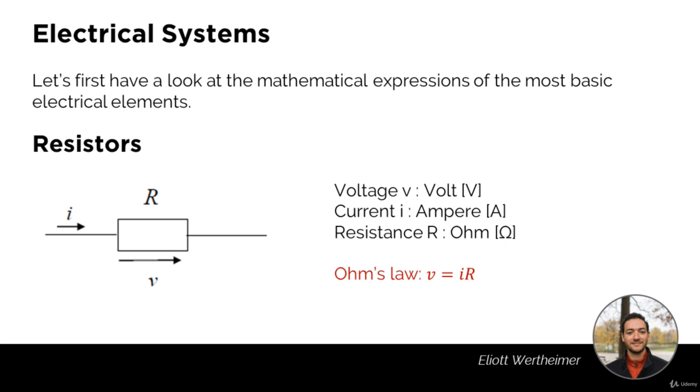As for the dampers or the spring, the resistance R is actually a given characteristic of the resistor. It is decided when the resistor is built. So quite simply, the mathematical expression for resistance is Ohm's law. It is: voltage is equal to the current passing through that resistor multiplied by the value of that resistance.